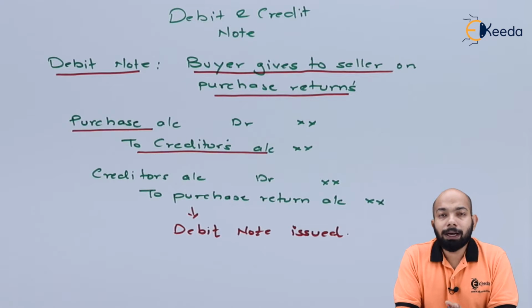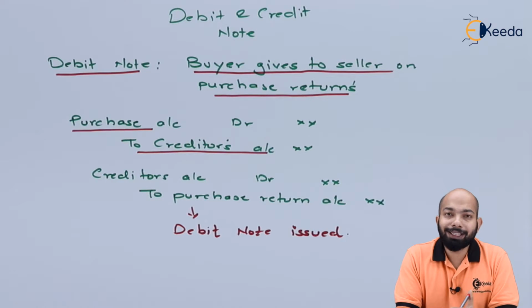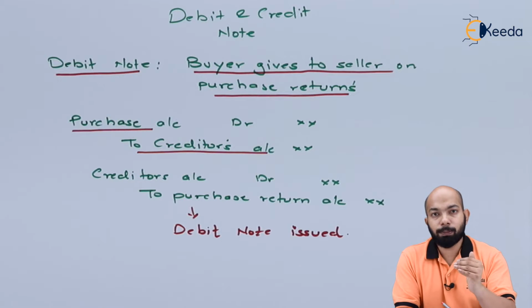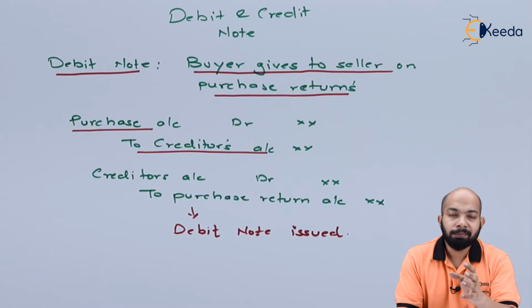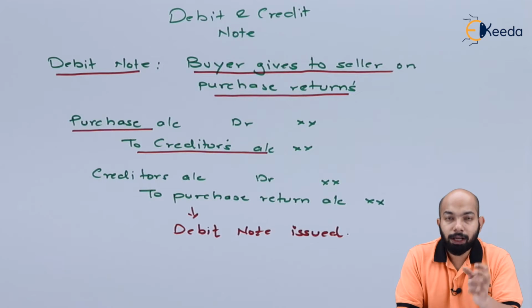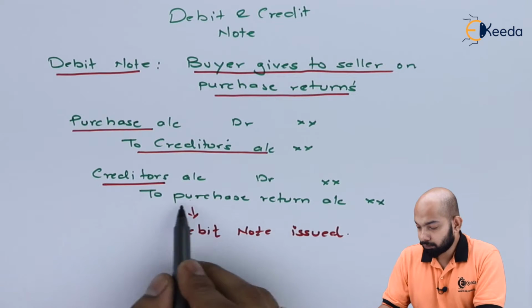When we have to pass a reverse entry, that means a purchase return entry, that's when we'll be crediting that specific purchase account. That means we are reducing that much purchases and sending it back to the seller. That means I'll be sending those goods back to you, or probably the defective goods back to you. That's when we talk about purchase return.